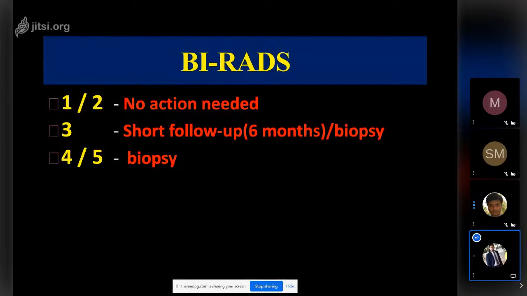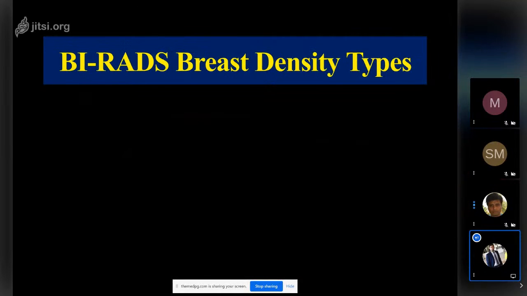But if I say highly suspicious of malignancy or suspicious of malignancy, then I will always want to do a biopsy. Okay, so grade 4 or 5, always do a biopsy. Grade 3, short-term follow-up is enough. But still, if you feel like it is suspicious, then you can do a biopsy.